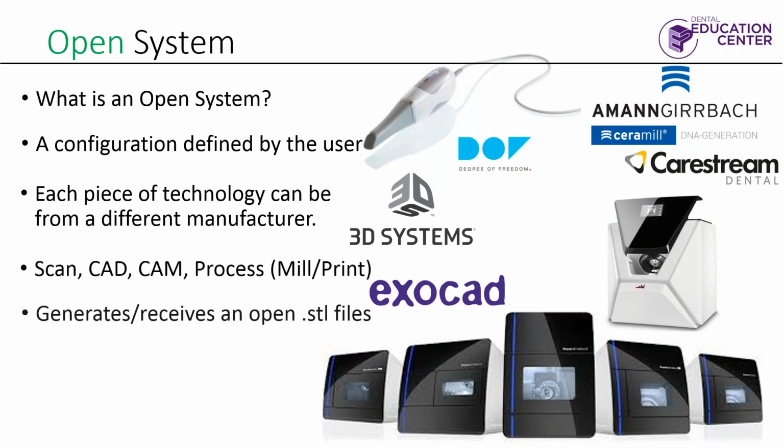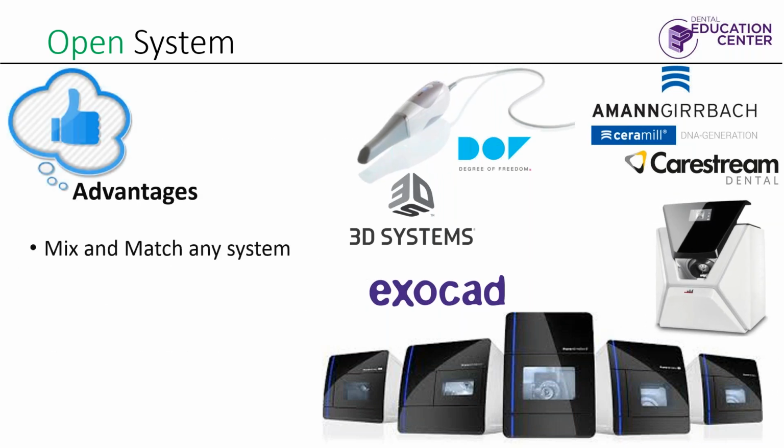Like I said, they generate and receive open STL files. Now, it can generate an STL file, but as you know, there's closed STLs. They're not necessarily open by every manufacturer, and you've also got a wide variety of materials. And like I said, some of the advantages, you can mix and match any system you want. The mill you have might be obsolete in a couple of years, and there's something new that comes out that you want. You can just plug that in and move forward.